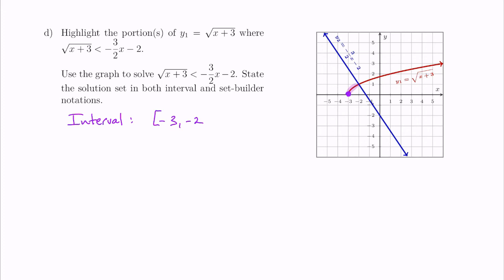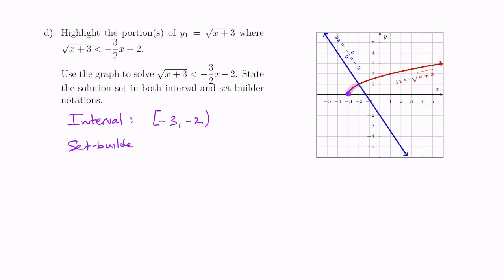On the other hand, at the x value of negative 2, the two graphs are equal, they're intersecting. Because we strictly want the red graph to be less than or lower than the blue graph, we cannot include the intersection point. Therefore, negative 3 will have a square bracket to include it, and negative 2 will have a parenthesis to exclude it.